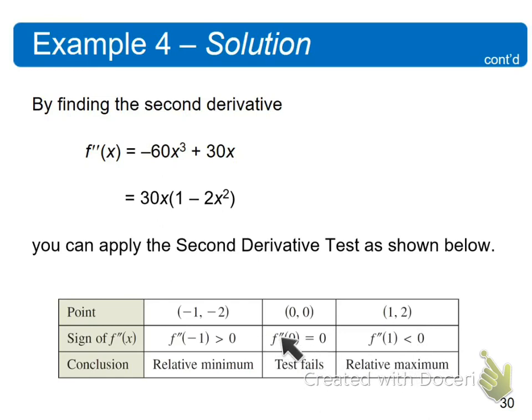Now, notice this one in the middle. The second derivative at 0 was not either positive or negative. It actually told me 0. So the second derivative test failed, which meant I didn't have a relative max or min. Okay? So let's do this.